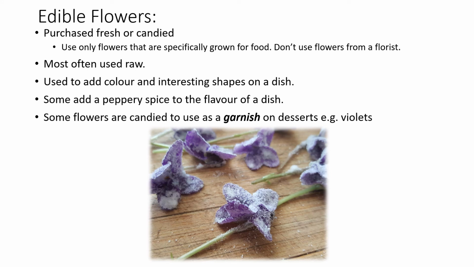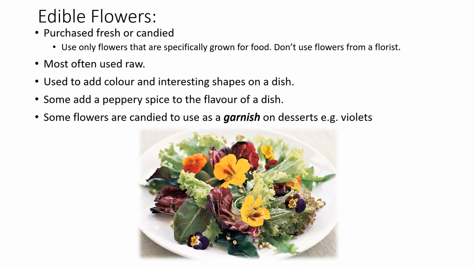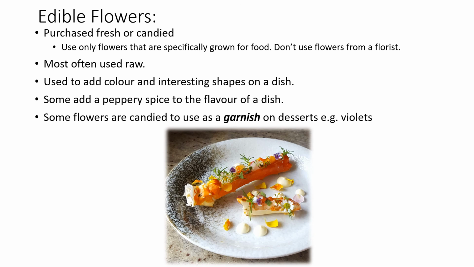Here's what a candied violet looks like. The flower is brushed or dipped in egg white, and then sugar is added, and then it's allowed to crystallize and get nice and hard. Very beautiful and delicious. Here we can see some edible flowers incorporated into a salad, giving some beautiful color, some beautiful shape, texture, as well as adding some flavor to that variety of lettuces that are on the salad. And here we can see some edible flowers used as a garnish on a crab dish. Very elegant, adding some lovely color, very attractive.